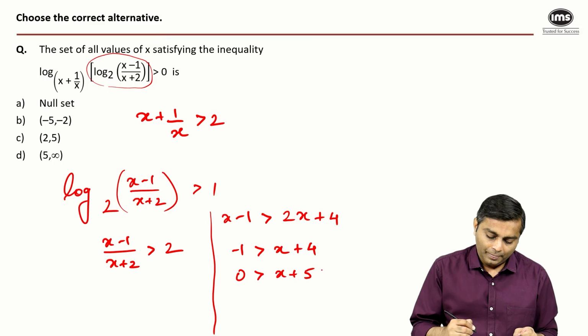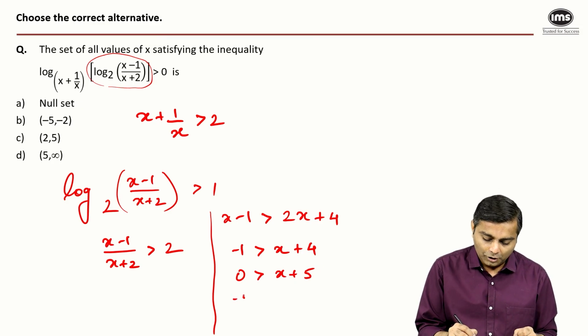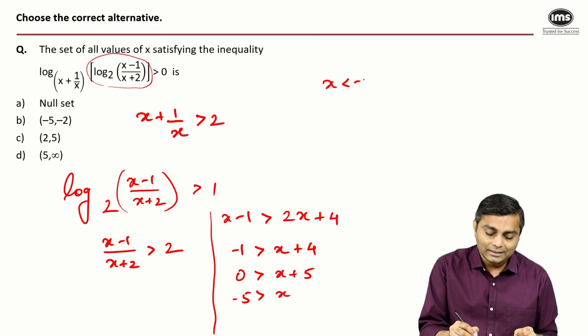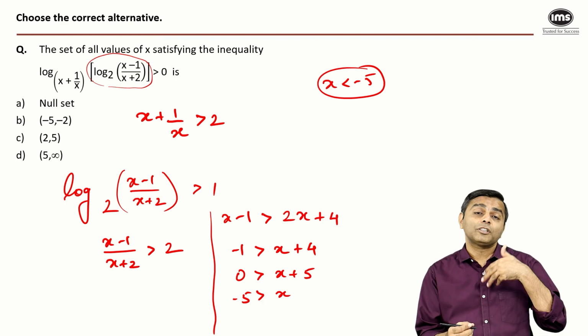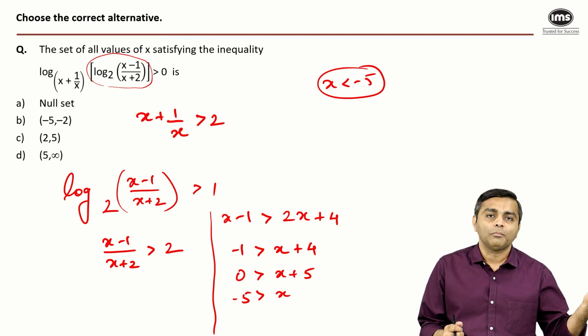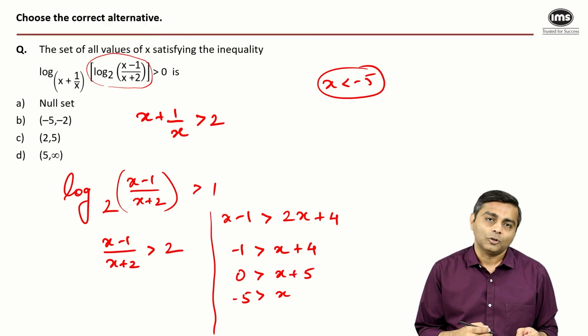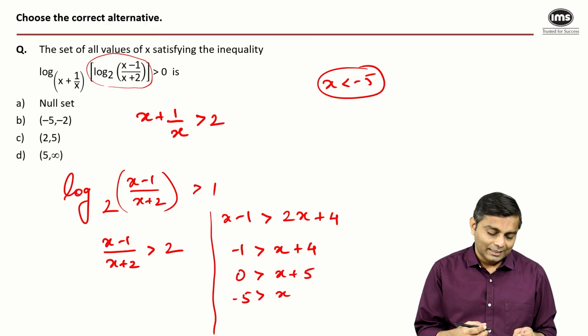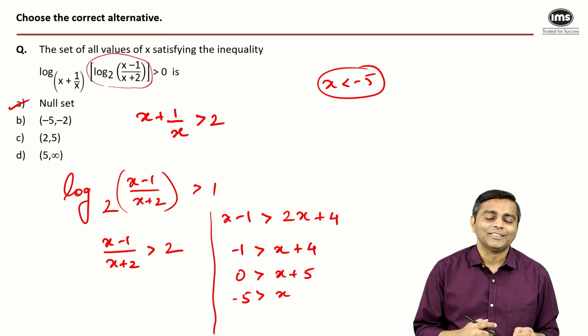Adding 1 to both sides, you have a 0 greater than x plus 5, correct? So, x plus 5 greater than 0, when you subtract 5 from both sides, what are you going to get? Minus 5 greater than x. In essence, we are saying x is less than minus 5. When we solve, we say that x is lying to the left of minus 5 on the number line, but it is simply not possible because we know that x has to be positive. So, actually none of the values are satisfying. So, we are going to mark option A, null set, as our answer.